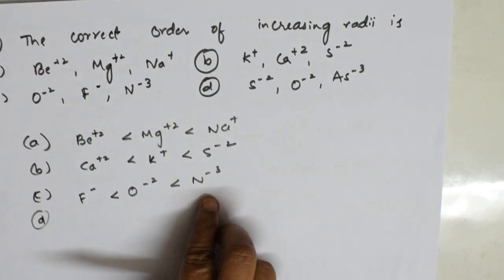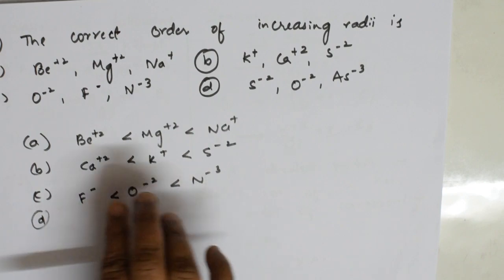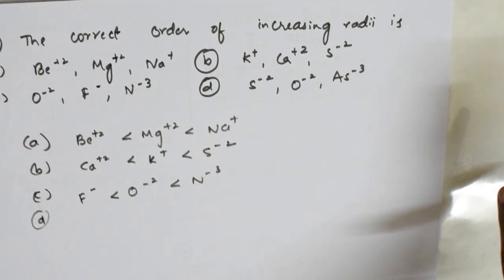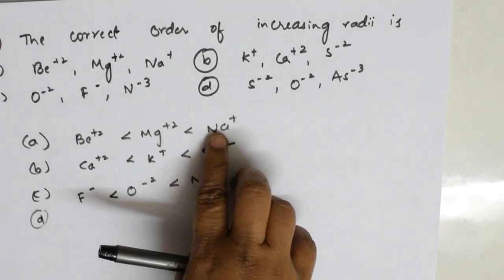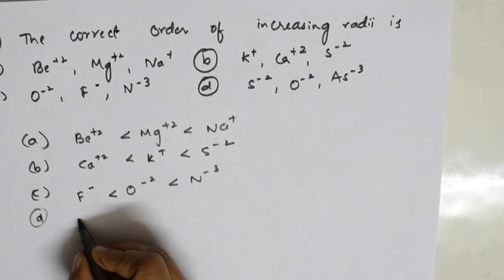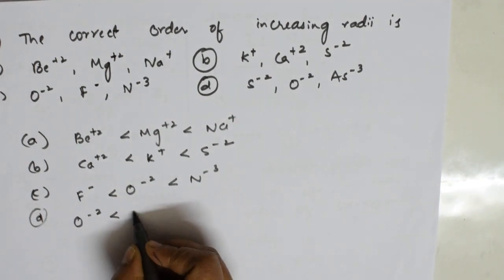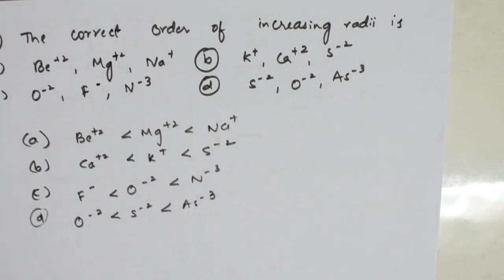So they asked me increasing atomic radii, they said. When you go from left to right, it decreases, but here in this order, you need to check the number of protons and electrons also, right? When I take the third one, oxygen minus 2, sulfur minus 2, S minus 3. This is the correct order of your given thing. Please apply the concept as I said. Check the number of protons, check the number of electrons, and write that.